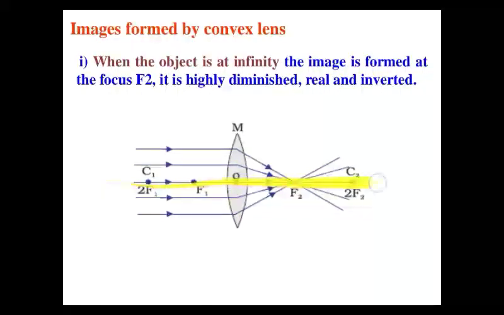So you will draw this diagram. First of all, you will draw the principal axis, then you will draw this convex lens, then you can draw two rays of light only, and you can show them meeting at this principal focus. Now in the exam it can be asked to draw the ray diagram when the object is at infinity from the convex lens, and what will be its nature, position and size. So you will write that the position of the image formed is at focus f2, its size is highly diminished, and its nature is real and inverted.